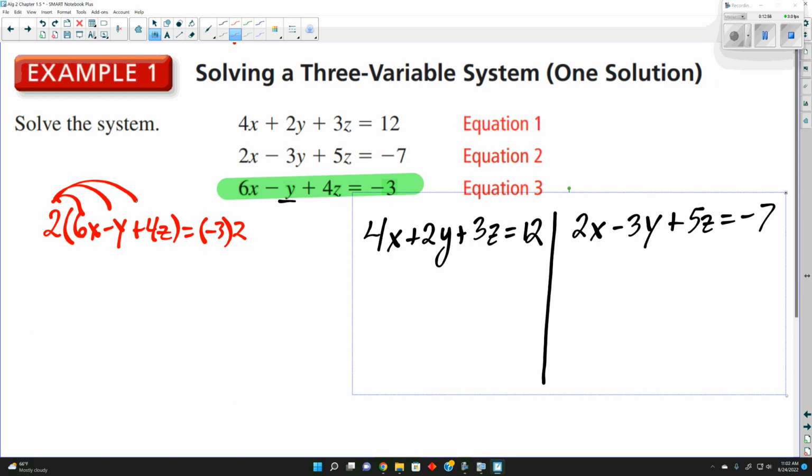And at this point, we're going to distribute. So we'll do 2 times 6x is 12x. 2 times negative y is negative 2y. And 2 times 4z is going to be plus 8z. And what we do to one side, we have to do to the other. So we still have to do 2 times -3, which is -6. Any questions on anything we've done so far or how we got this equation rewritten? So what we can do is we can put it right underneath this one here.